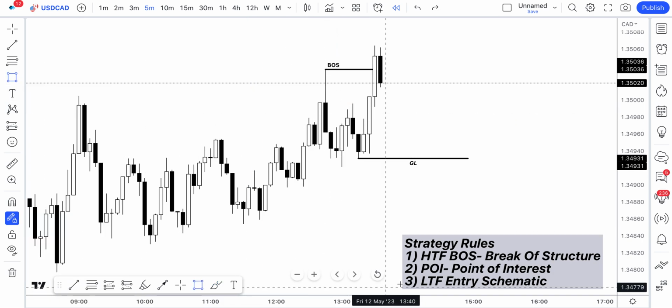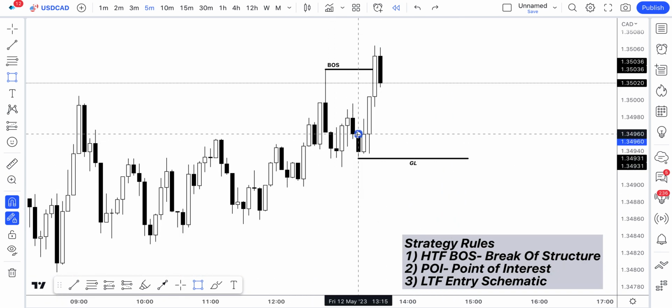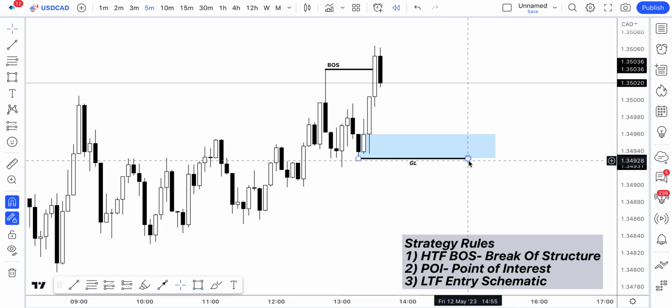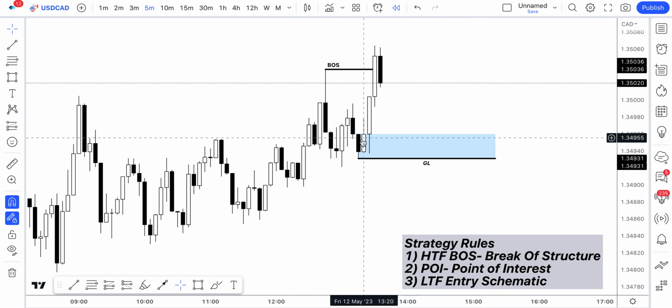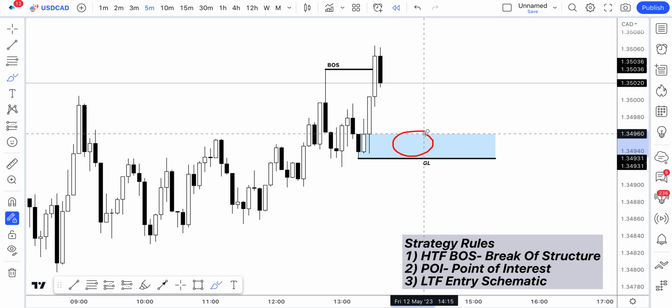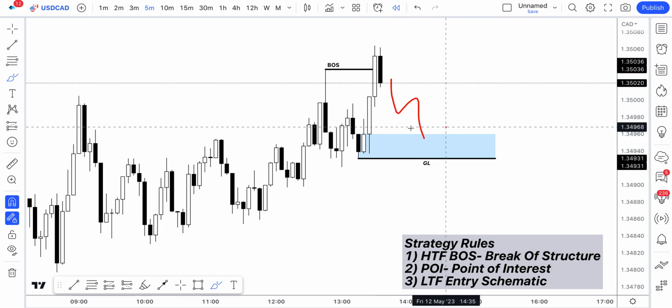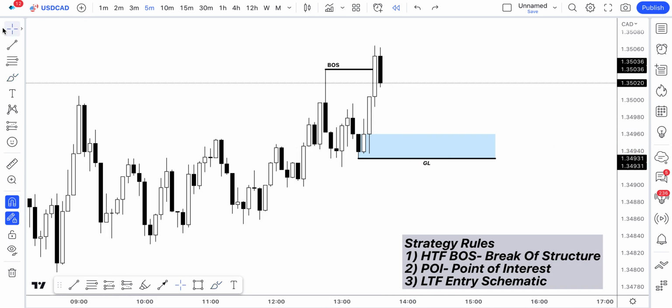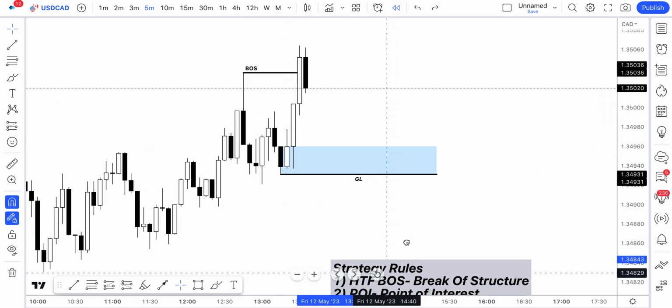Number two is our POI or point of interest. We can mark on our POI, which is our last down candle before the strong move to the upside. This down candle here is our order block. Mark that on from the open down to our guarded low. This blue area is our point of interest. If and only if price comes back into our extreme demand here, then we can look at taking a long trade.